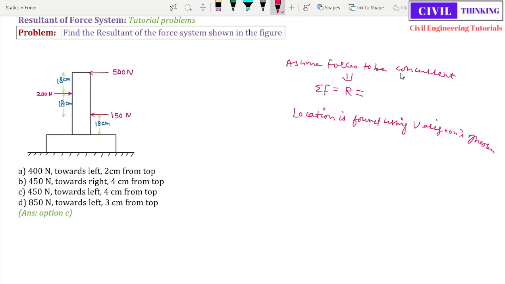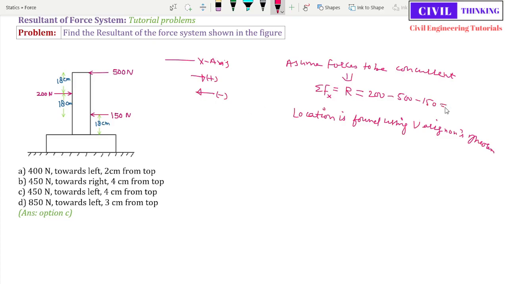Now let us first assume the forces to be concurrent. Then as you can see, let us say this is the x-axis. Okay, all the forces, they are in the x-axis, right? Because they are parallel to the x-axis. So summation of forces in the x direction will be what? Let's assume forces like this, they are positive towards right, and forces towards left like this, they are negative. Now 200 is positive, so I will write 200. Now 500 and 150, they are both negative, minus 500 minus 150, right? Why? Because they are towards left, and this is the assumption, towards left is negative, right?